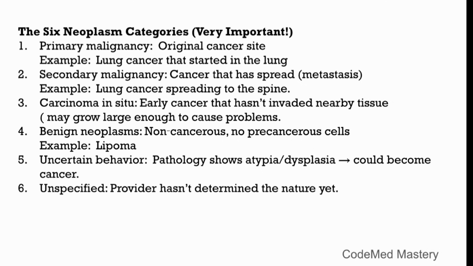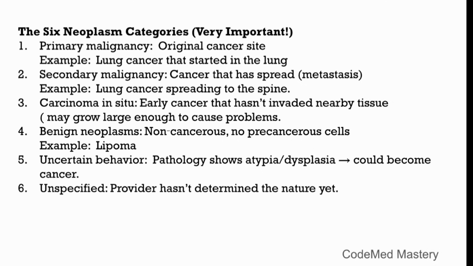Next, carcinoma in situ. Early cancer that has not invaded nearby tissue. It may grow large enough to cause problems. Next is benign neoplasms. It is non-cancerous and there are no precancerous cells, for example, lipoma. Fifth one is uncertain behavior. If the pathology shows dysplasia, it could become a cancer. It is of uncertain behavior. Next is unspecified. The provider has not documented the nature yet.